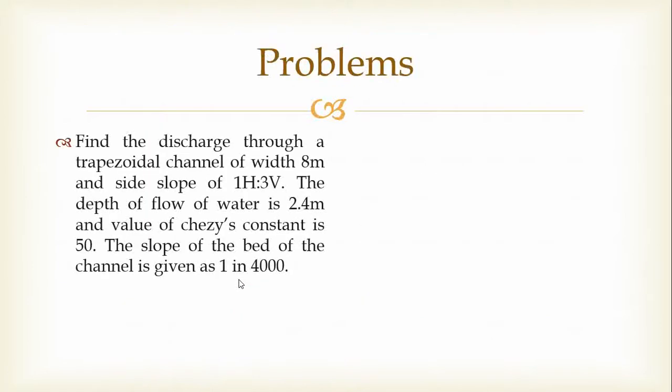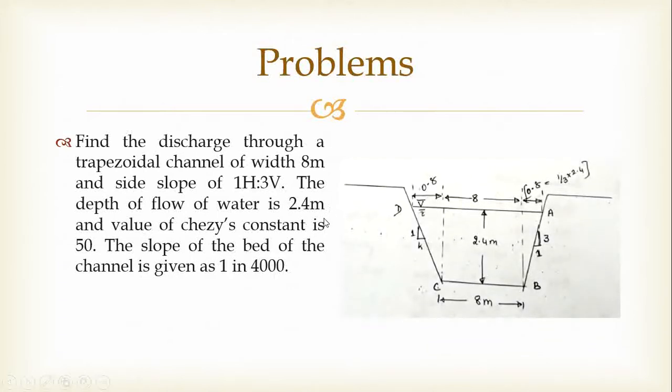We'll just look at some problems. Find the discharge through a trapezoidal channel of width 8 meters and side slope of 1 horizontal to 3 vertical. The depth of flow of water is 2.4 meters and value of Chezy's constant is 50. The slope of the bed of the channel is given as 1 in 4000.